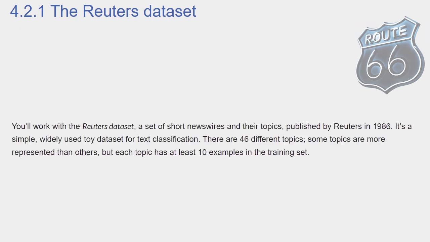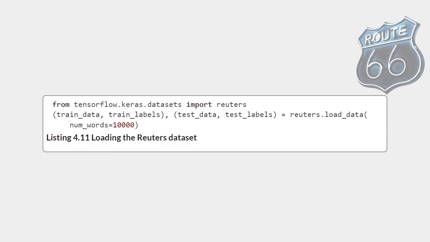Section 4.2.1. The Reuters dataset. You'll work with the Reuters dataset, a set of short newswires and their topics published by Reuters in 1986. It's a simple, widely used toy dataset for text classification. There are 46 different topics. Some topics are more represented than others, but each topic has at least 10 examples in the training set. Like IMDb and MNIST, the Reuters dataset comes packaged as part of Keras.